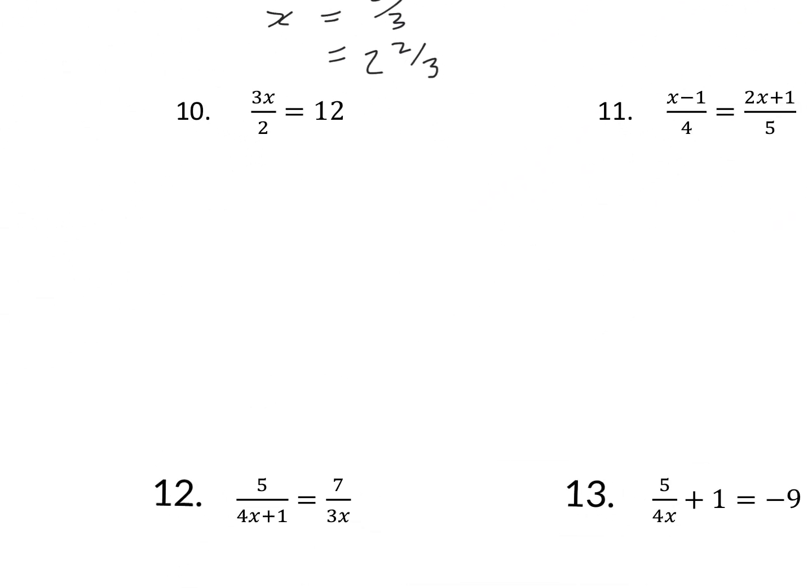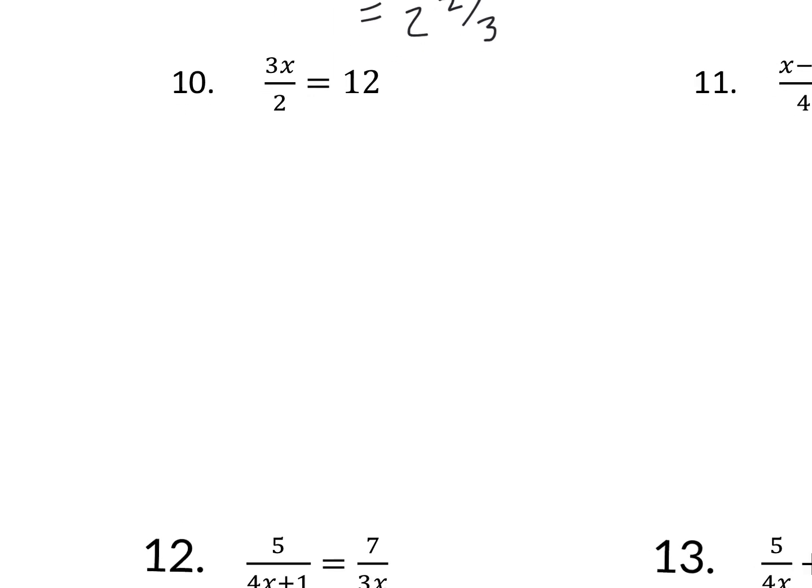Example 10. We have 3x divided by 2 is equal to 12. There's a lot of different techniques you could be shown for this one. I'm going to show you just one where we write 12 as 12 over 1. And then we've got a fraction equals a fraction, so we can cross multiply. 3x multiplied by 1 is 3x, and 2 times 12 is 24. If 3x's are 24, we can divide by the number of x's, which is 3, to get that x is equal to 8.